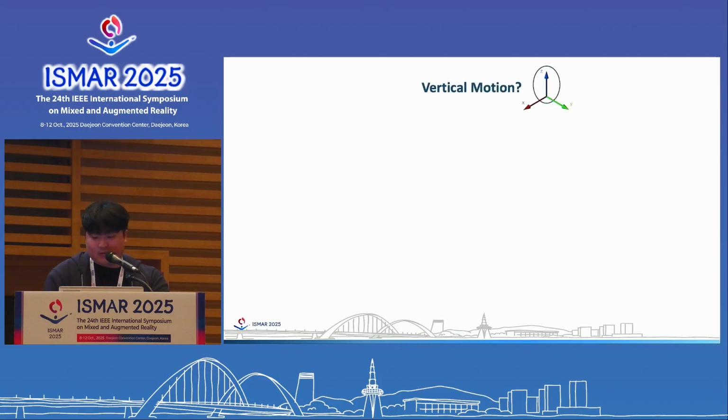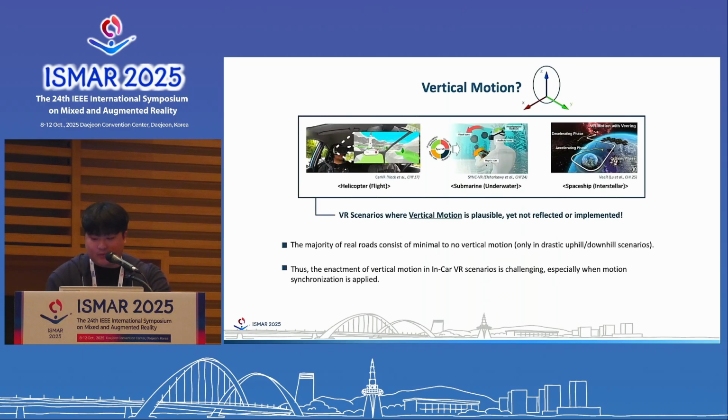And in this study, we continue this trend by focusing on a specific and novel aspect of motion, which would be vertical motion. The majority of real driving situations consist of minimal to no vertical motion, unless the car is driving in steep hills or slopes. And thus, the synchronization method I've talked about before does not allow for implemented vertical motion, even though it may be plausible for many previous applications, such as flight or underwater traversal.